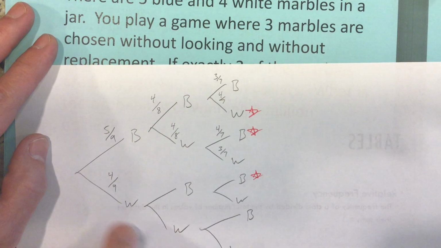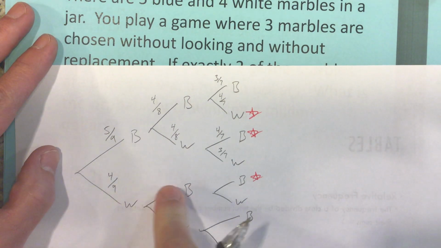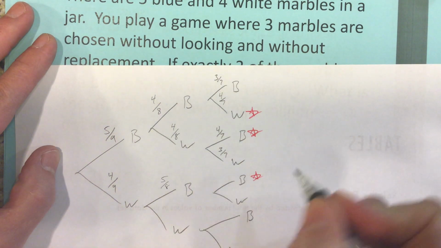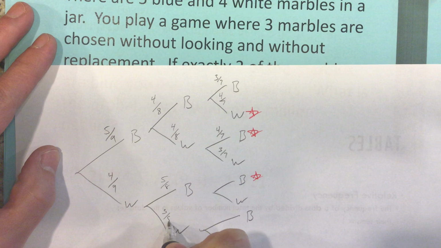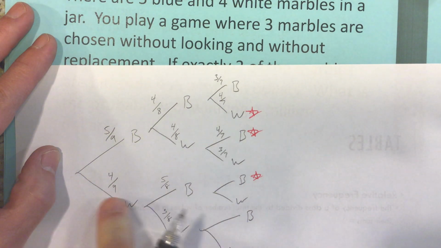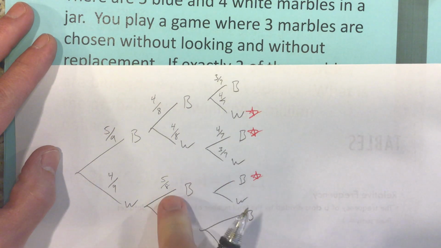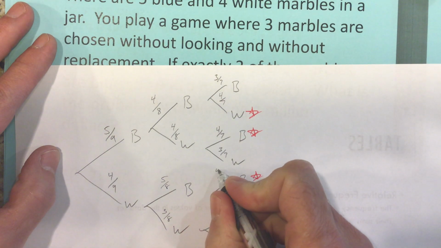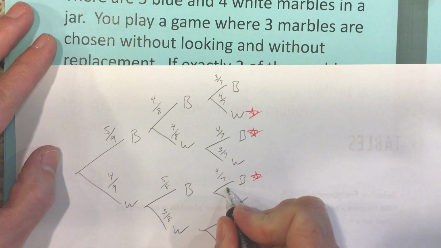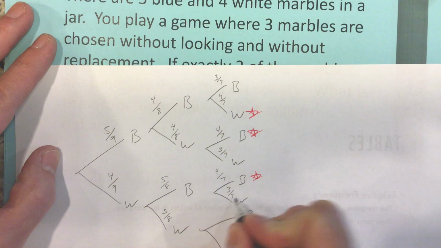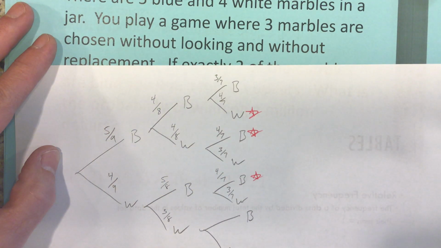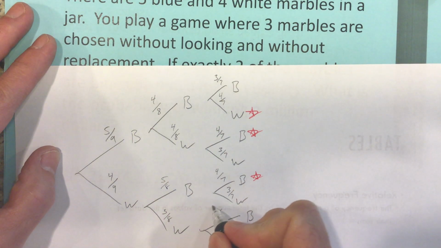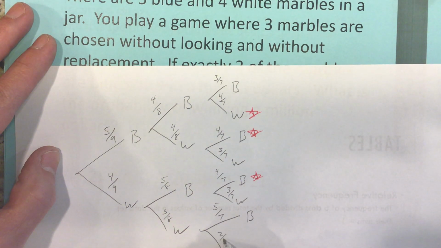Going this way, I've removed a white marble first, so I still have all 5 blue marbles left, so that's 5/8, that's 3/8. Going to the next branch, well, now I've removed 1 of each. Again, 7 marbles left, 4 blue, 3 white. Down here, I've removed 2 white marbles, 7 marbles left. All 5 blues are still left, and only 2 of the whites are left.